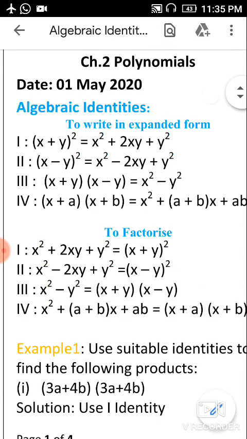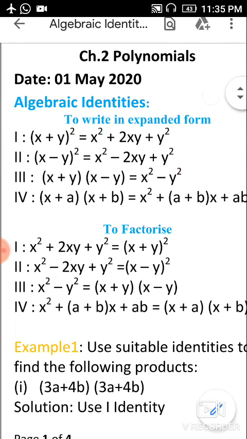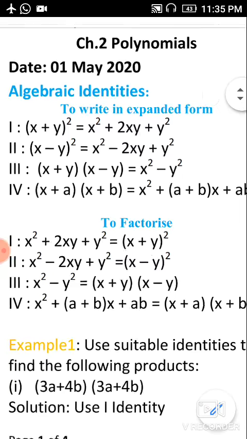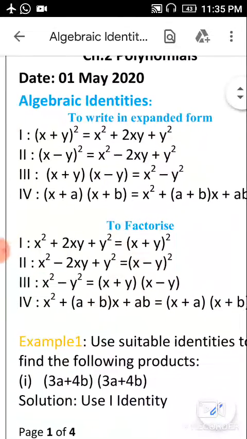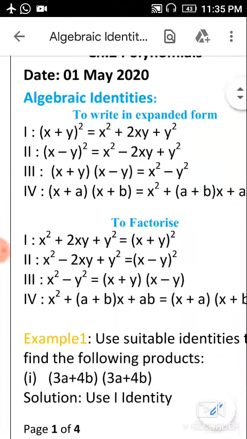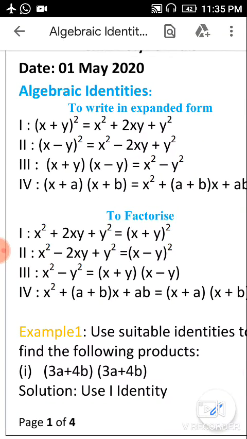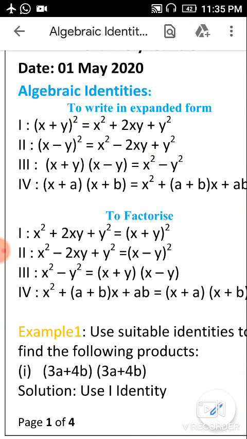Hello students, we'll continue in the polynomials. Today once again we will discuss the algebraic identities. These identities were already used in the first chapter, and you learned these identities in class 8th.